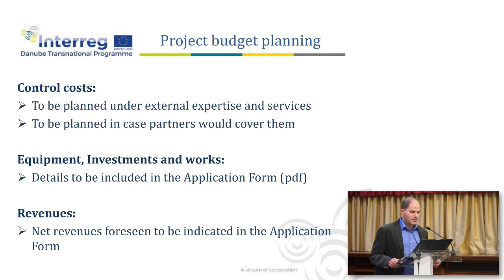Then equipment, investment, and works. This is one category that's also included in the general application form, where you have to both describe this investment and indicate equipment items. Revenues are foreseen to be indicated in the application form. We don't expect projects with that much revenue, so there are rarely cases where projects have revenues. However, they have to be indicated in case they are present, because they have to be deducted from the overall budget.